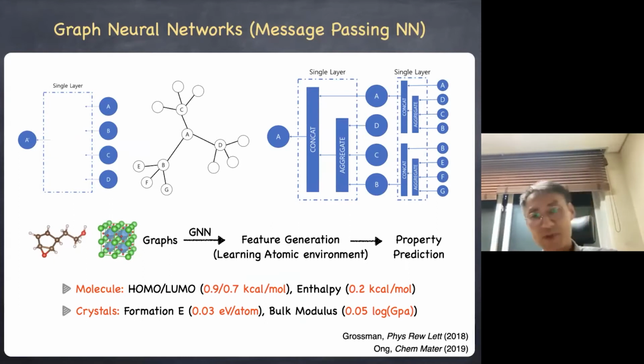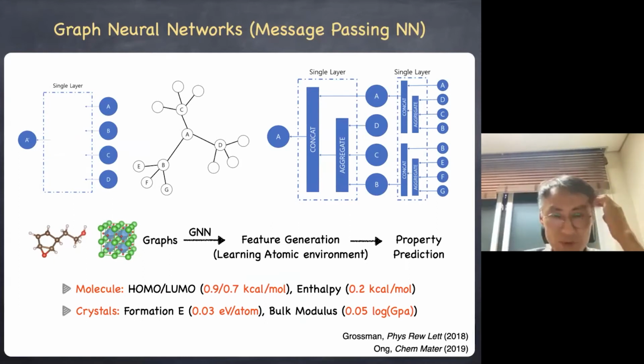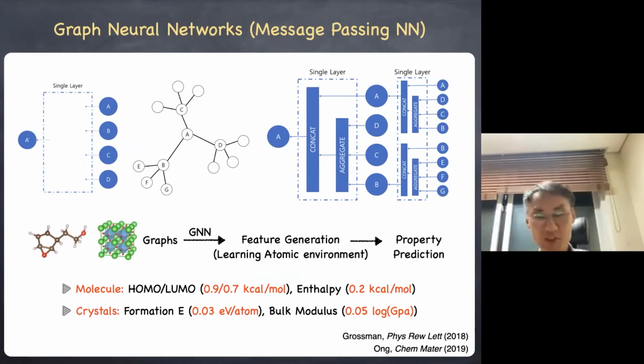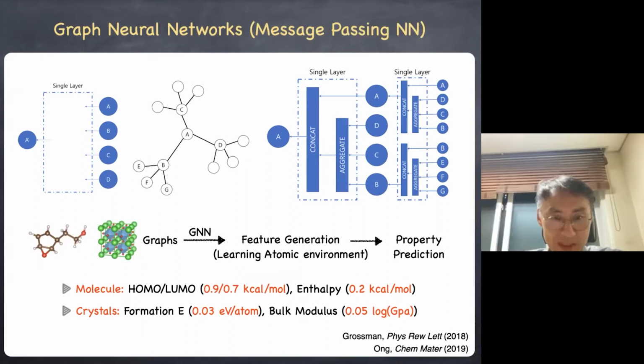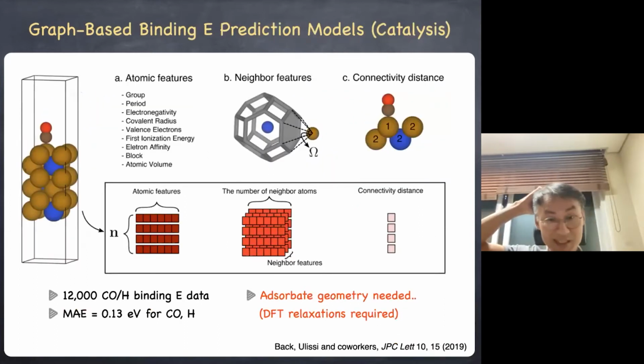By a mathematical operation called convolutions, you can incorporate the information of the remote atoms locally. By performing several such convolutions, you can basically encode the information of the entire molecule. These graph methods have been shown to yield promising performance for different properties of molecules and crystals. And for catalysis applications, again, Ulysses' group showed that they obtained about 0.13 electron volt better prediction of CO and H binding energies on different metal surfaces.